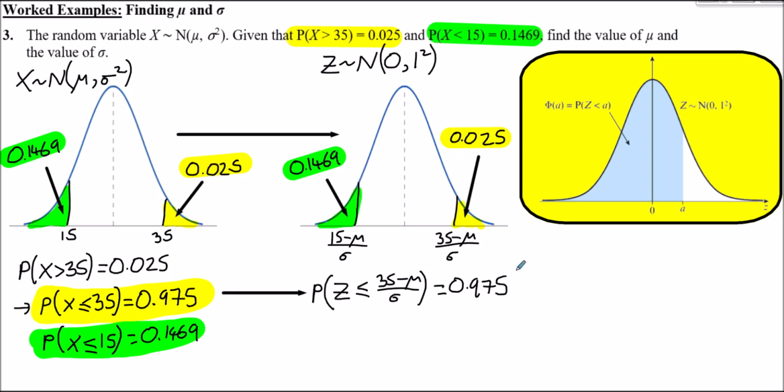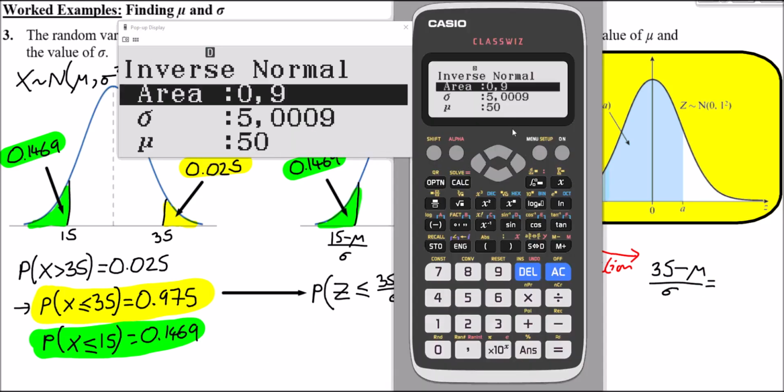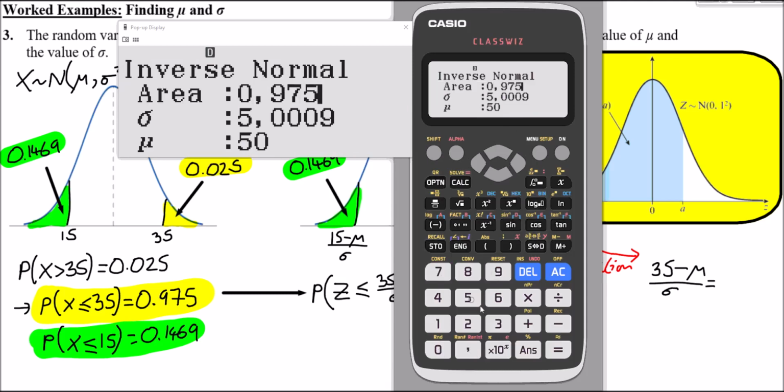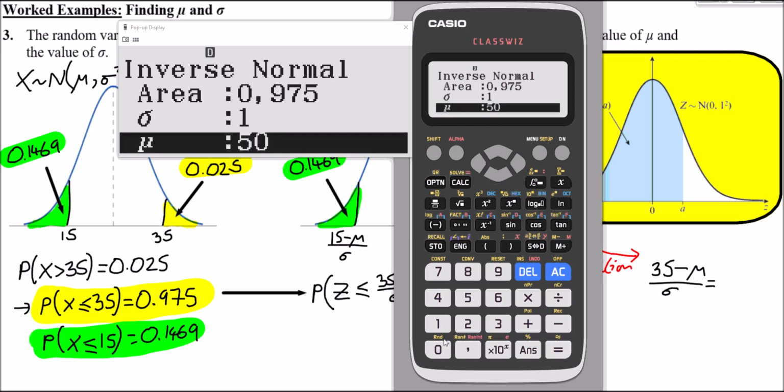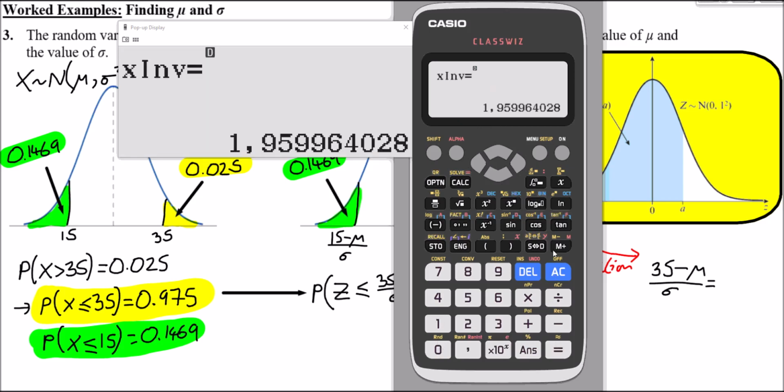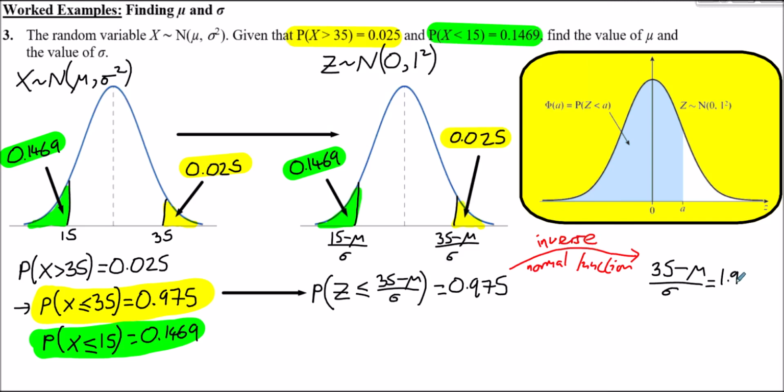And from that we can now use the inverse normal function to work out what value we want 35 minus mu over sigma to be to generate this required probability. So what do we need 35 minus mu over sigma to be? We go into inverse normal. We want an area of 0.975. Sigma for the standardized normal distribution is going to be 1, and the mean is 0. So press equals and equals again. So we need, for that one, 1.95996, approximately.